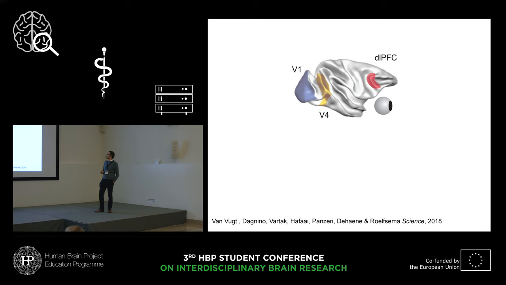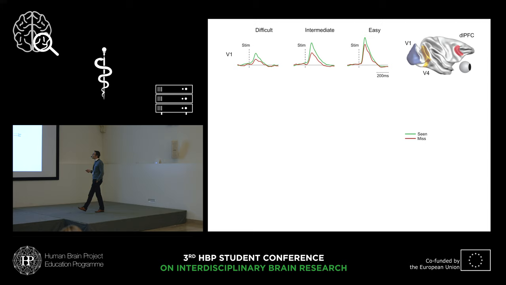And we were in for a surprise. I wasn't expecting this. But what we're doing here is comparing stimuli of precisely the same contrast, and those that enter into awareness in green, and those that were missed in red. So even at the level of primary visual cortex, you see a difference. So the stimuli that are going to make it elicit more activity than the stimuli that are going to be missed, as if there is variability in the propagation from the retina to the primary visual cortex.